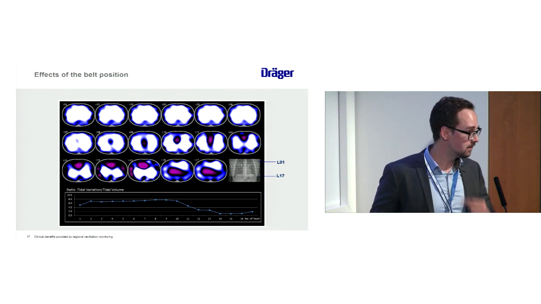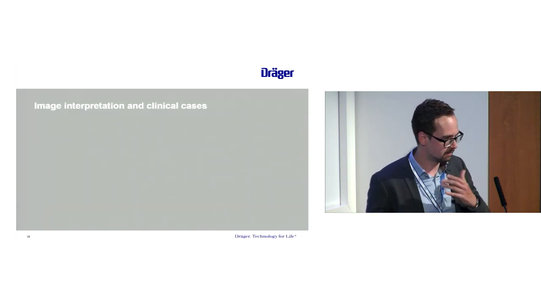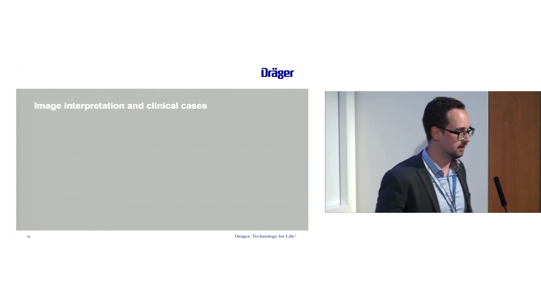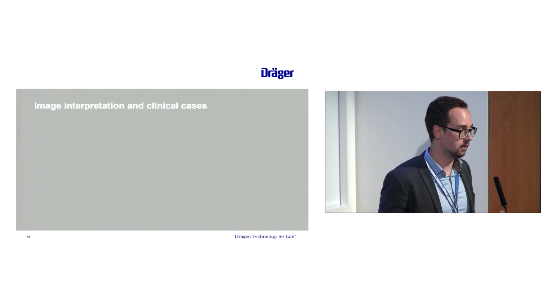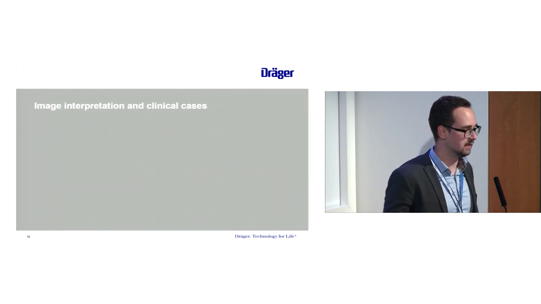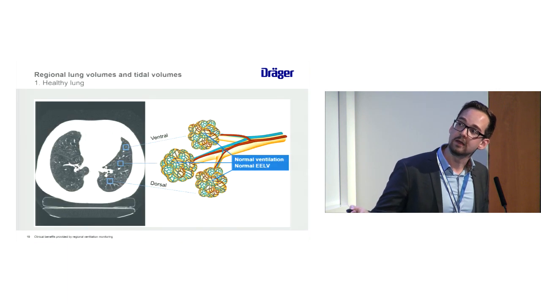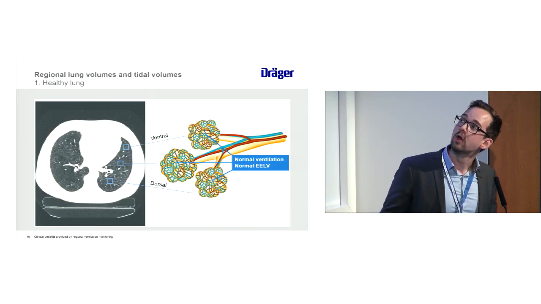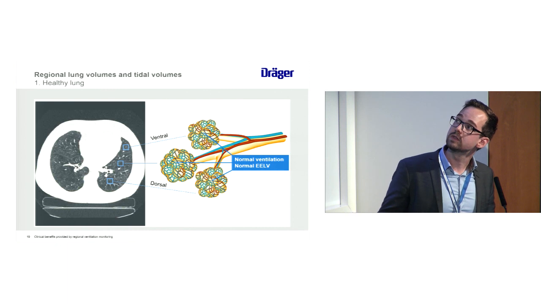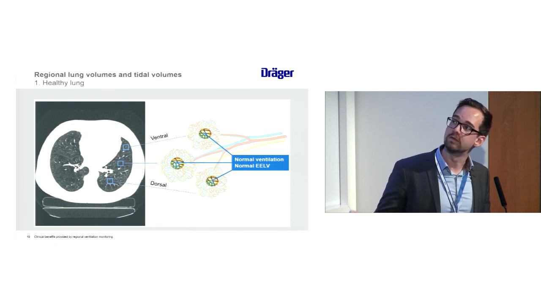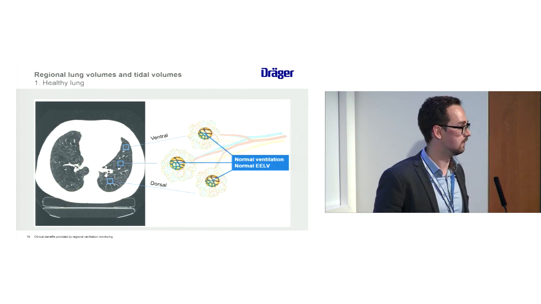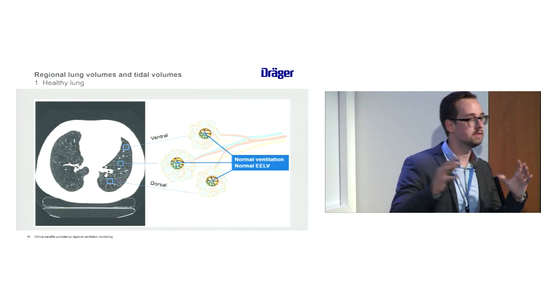So you've seen some of these images, but I want to take a step back and start from the beginning: how to interpret these images and what they actually mean, and also put in a little clinical case here and there. So if we start with a healthy lung, this is a CT scan of a healthy lung, what would we expect? We would expect to see normal ventilation in the ventral, mid, and dorsal part of the lung, so a normal filling and emptying of the alveoli.